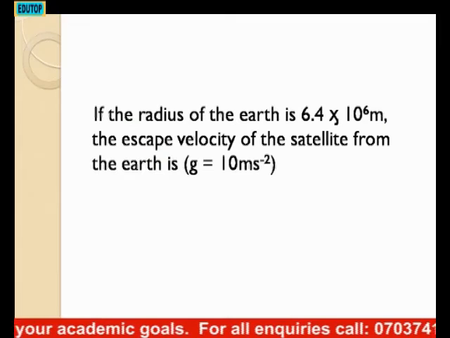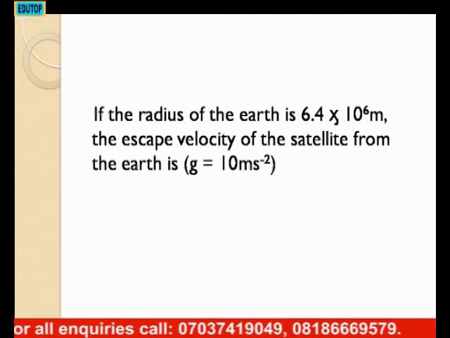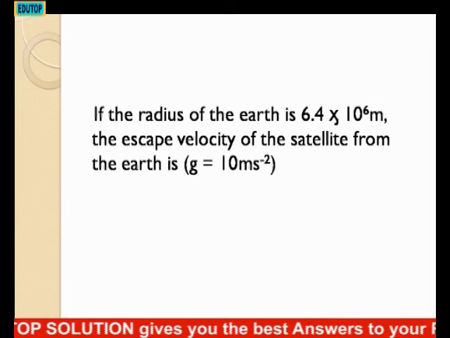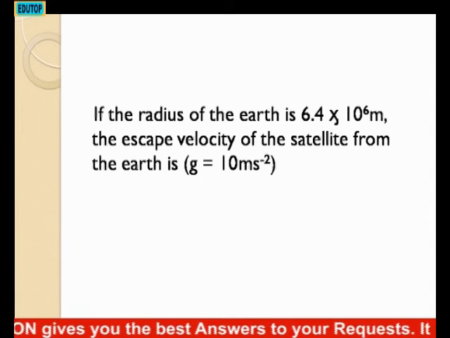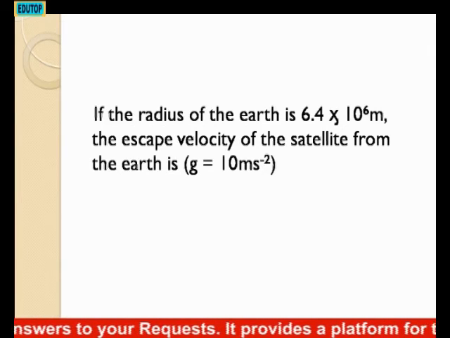Question number 2. If the radius of the Earth is 6.4 times 10 raised to the power 6 meter, the escape velocity of the satellites from the Earth is, we have to take g to be equal to 10 meter per second squared. We are given the radius of the Earth as 6.4 times 10 raised to the power 6, and we are given the value of g to be 10 meter per second squared. So what will now be the escape velocity, VE?